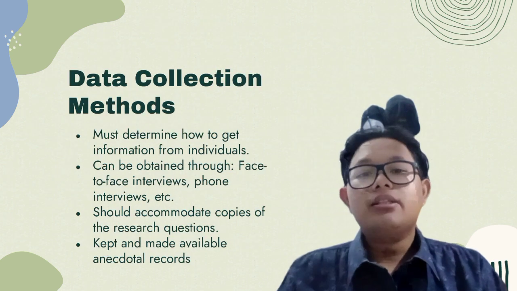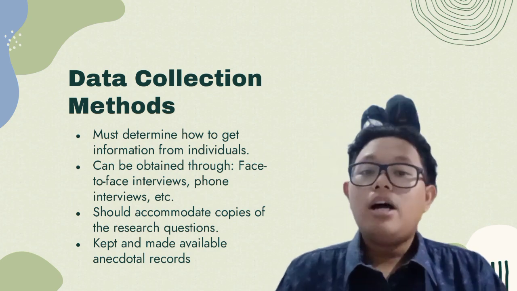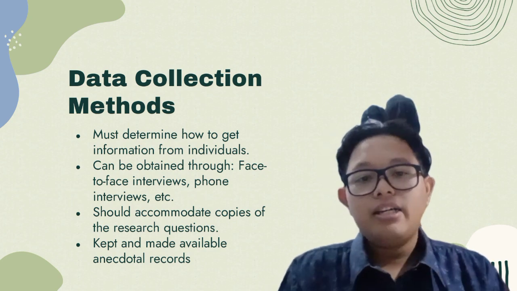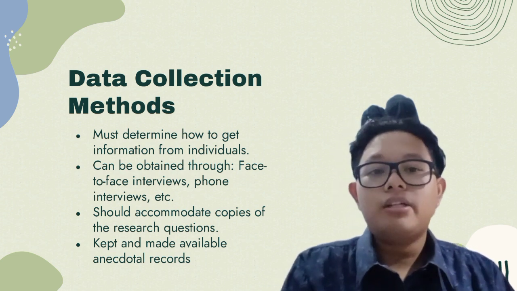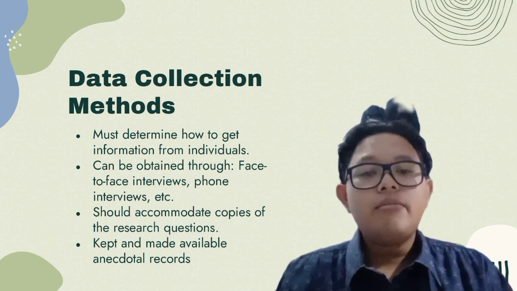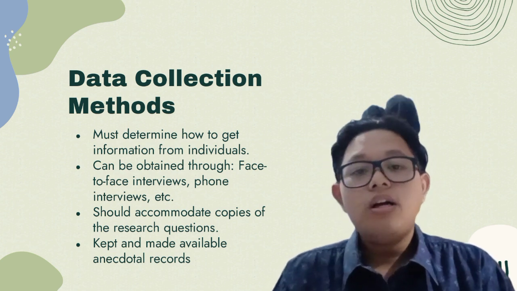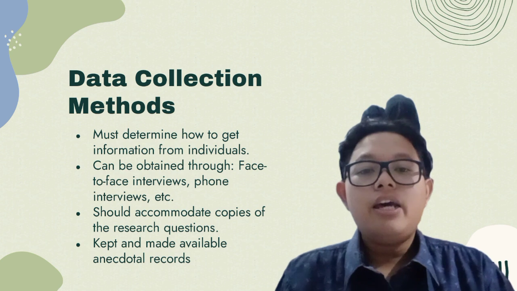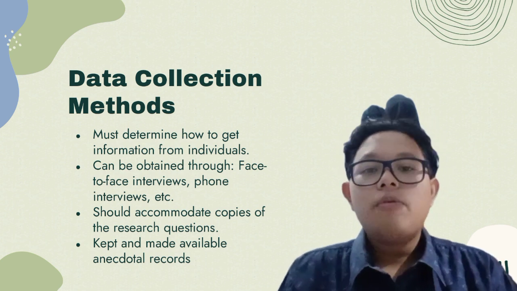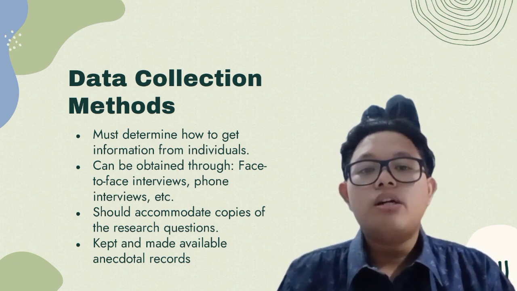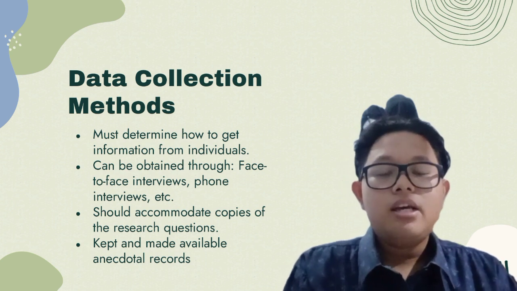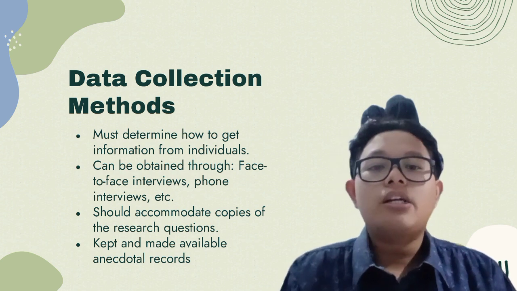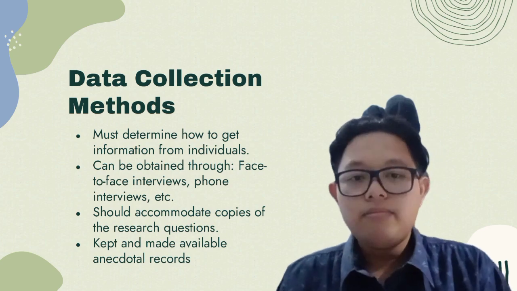Okay, now about the data collection method. After a sample group has been identified, the researcher must determine how to obtain information from the sample or individuals. It can be done with face-to-face interviews, phone interviews, surveys, and group discussions. Copies of the research questions used are often included in this section, so the data collection method can accommodate all copies of the research questions. This section also provides anecdotal records kept by interviewers.